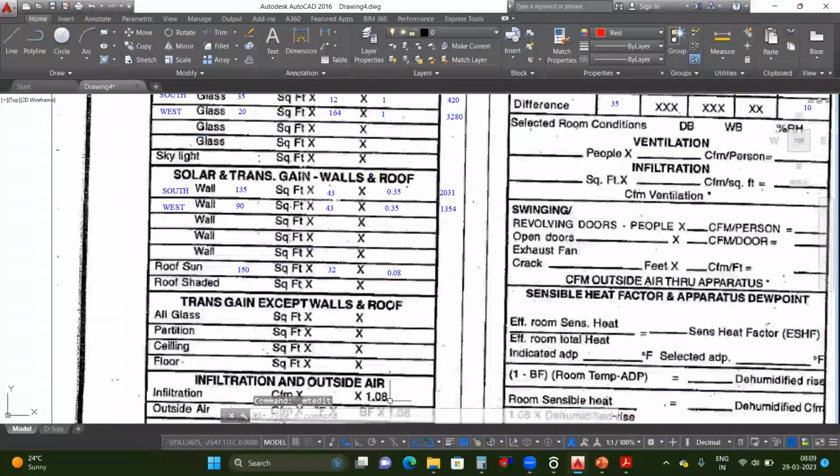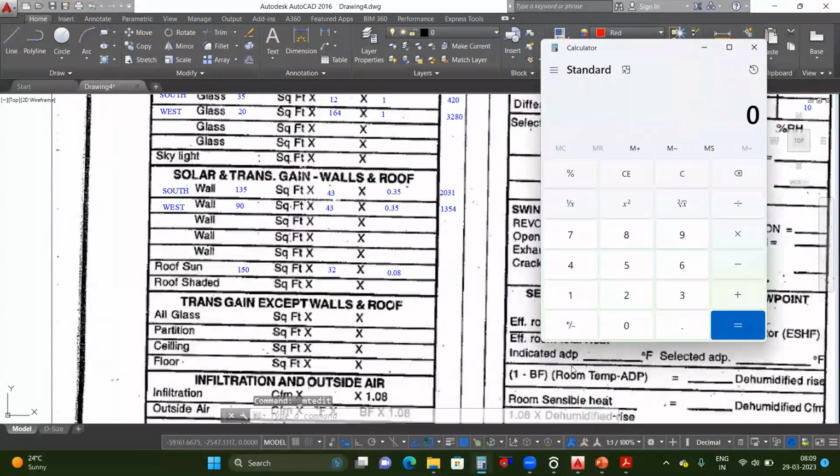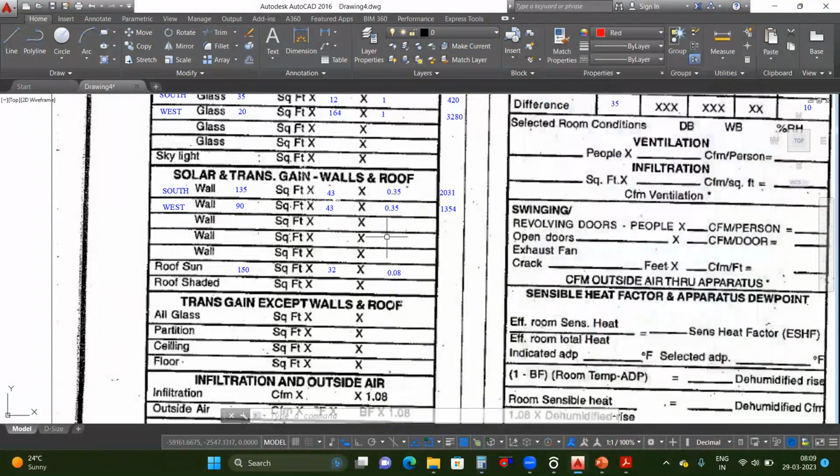Okay, when we multiply this, we will get the value 150, 30. So that is 384 BTU.